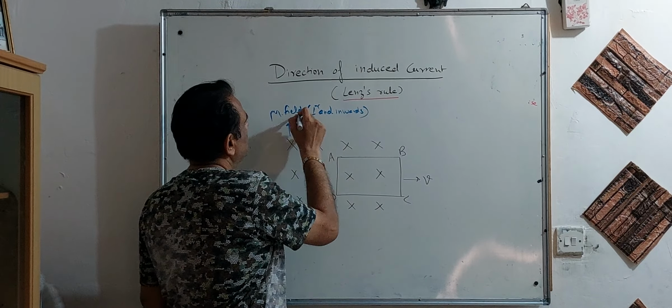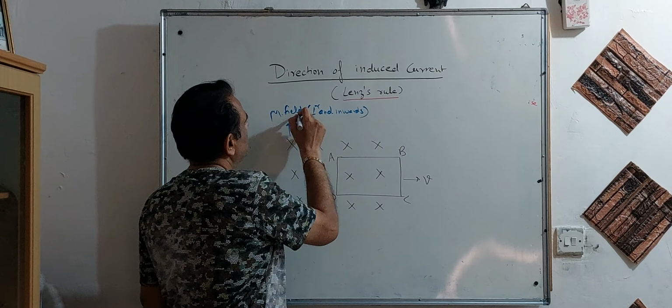whenever there is a change in magnetic flux, Faraday's law of EMI, there is an induced EMF or induced current if the circuit is closed. That we knew before. So here you can see when you are moving it out, the magnetic field lines linked with this coil are decreasing because the area of the coil inside the magnetic field decreases.